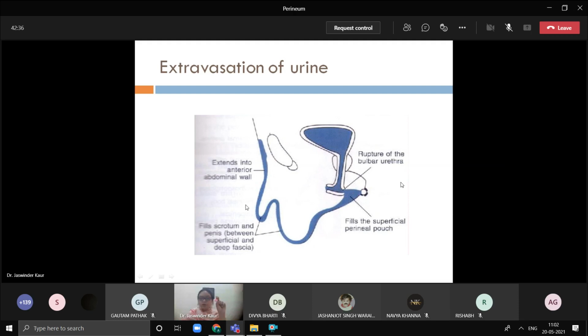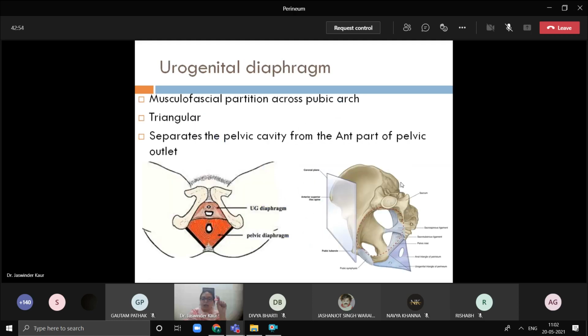So here is the rupture of the urethra. First the deep perineal pouch is filled, then the superficial perineal pouch is filled, then it will enter into the scrotum, the anterior penis and the anterior abdominal wall. I will not discuss this because we have already discussed it. So next we are doing the urogenital diaphragm.